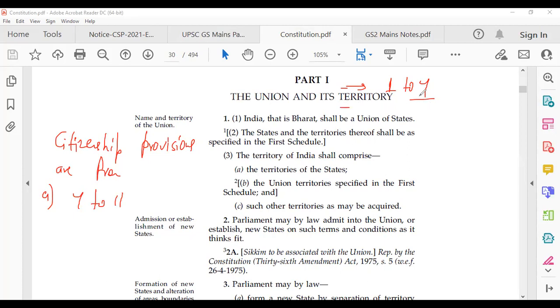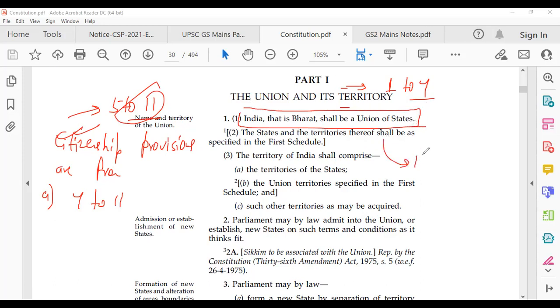Part 1 is Articles 1 to 4, which is about the Union and its territory. Part 2 is about citizenship, which is from Articles 5 to 11. Here, if you see Article 1, India is a Union of States. They have nowhere mentioned the word federation. What they have mentioned is that India is a Union of States. There are two meanings of this particular point. What are the different meanings associated with it?